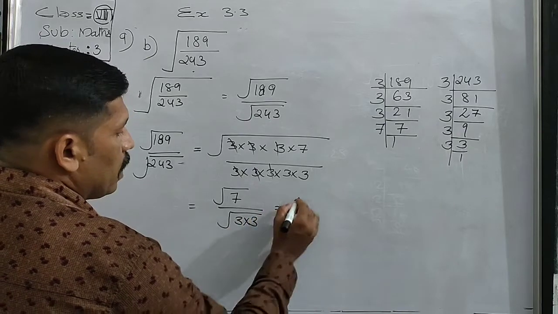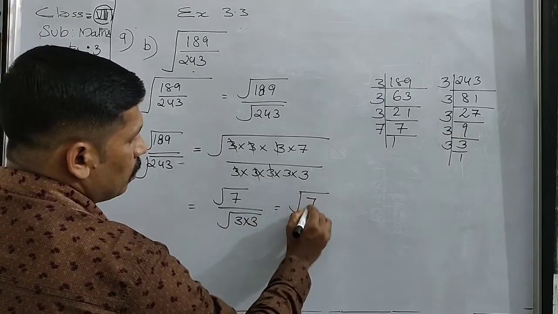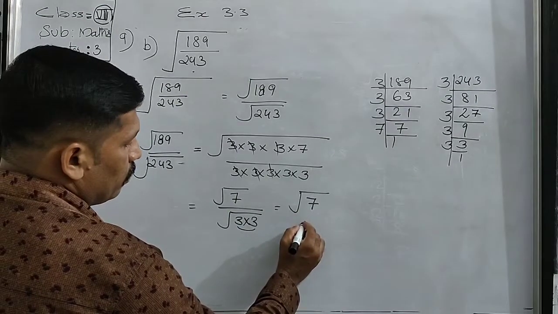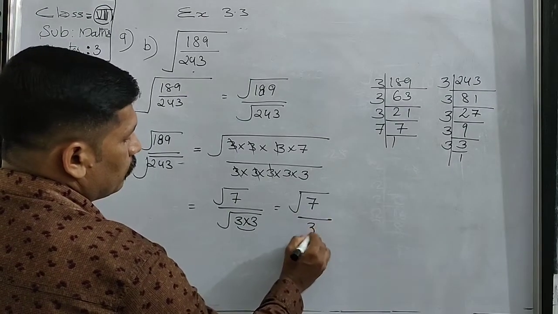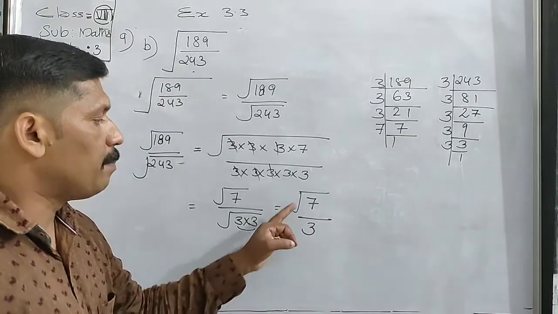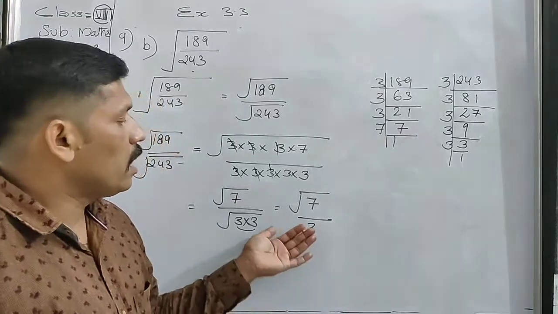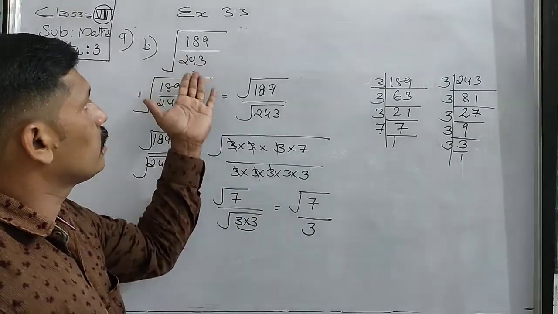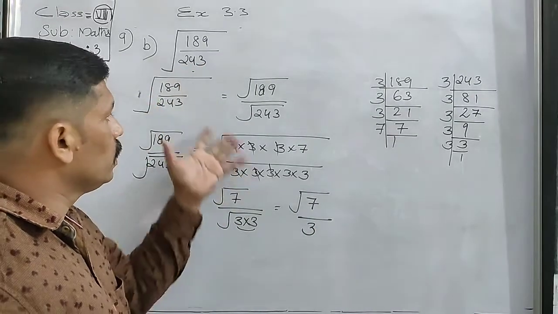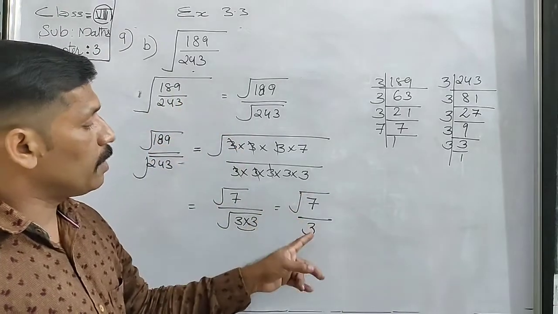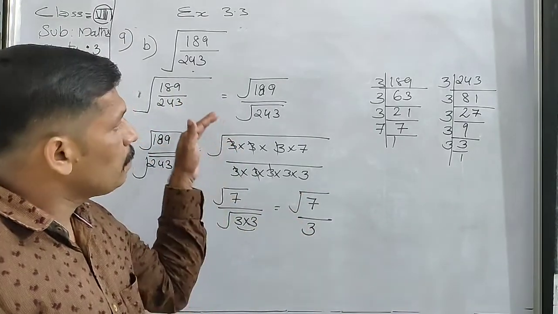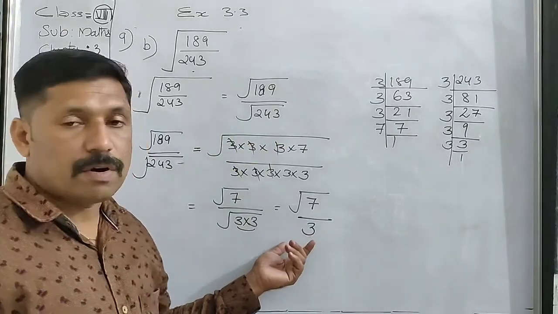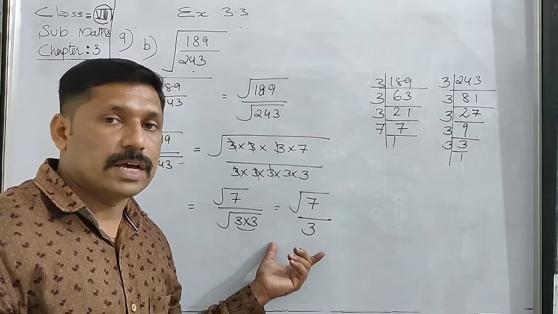Root 3 into 3. And root 7 we cannot find out the root, it will go to a decimal number. So and here we can take the root. 3 into 3, 1 3 only. So root 7 upon 3 is the answer of this solution, means the answer of this question. Root 189 upon root 243 is equal to root 7 upon 3. Here we calculated the factors separately, root separately, and then we found out the answer. We simplified this answer. Okay.